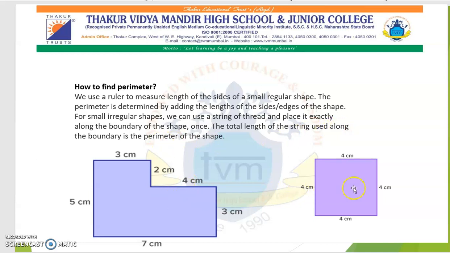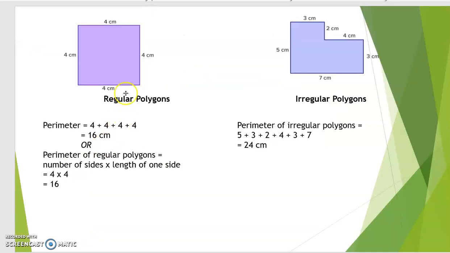You can see the two figures are there. This is a regular polygon, this is irregular. If we have to measure this irregular one, we can use the string and measure the boundary of this shape. Now see, this is a regular polygon.